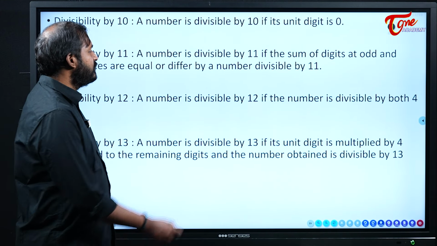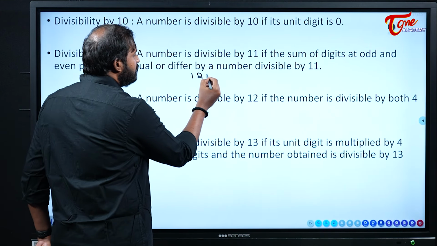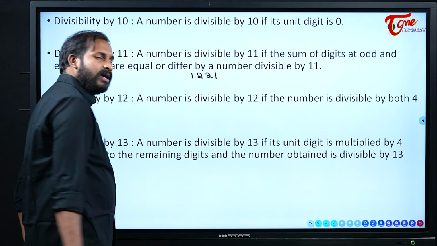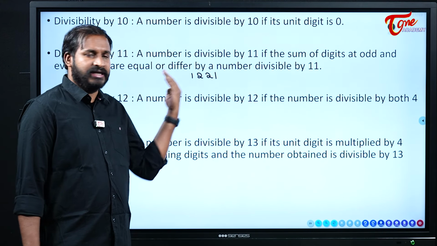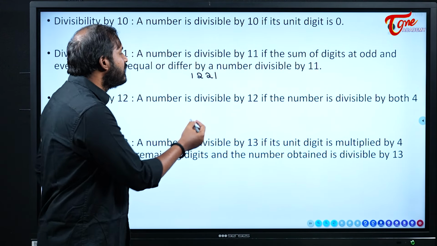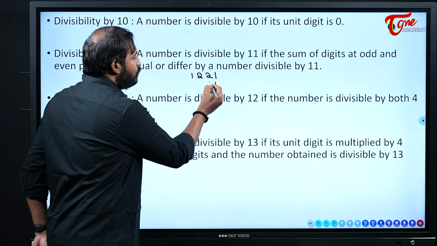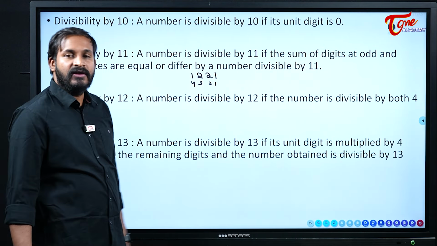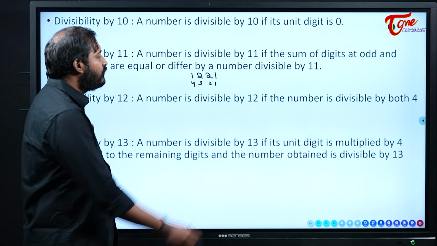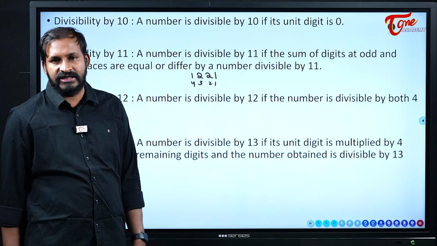So, what we need to do is, for example, if I want to check whether 1221 is divisible by 11 or not, from the right side, you need to start writing the numbering of their positions: 1, 2, 3 and 4. These are 4 positions for me. Now, I need to add the odd positions and even positions separately.